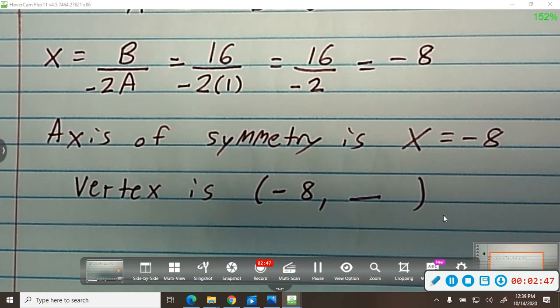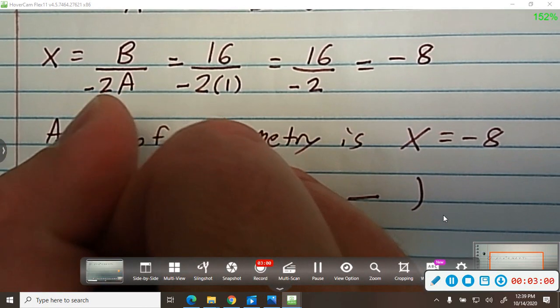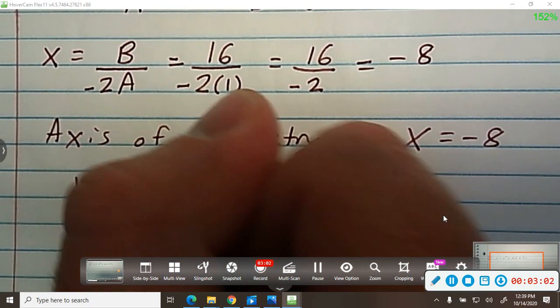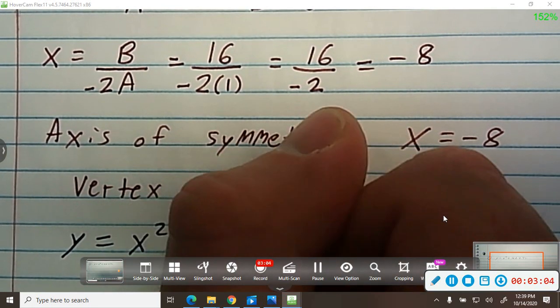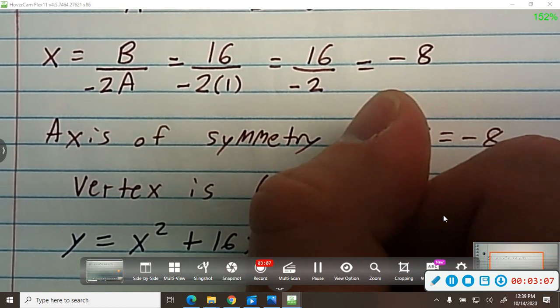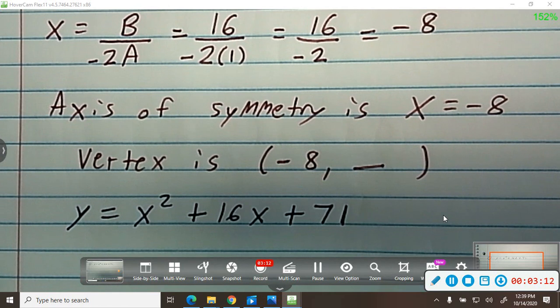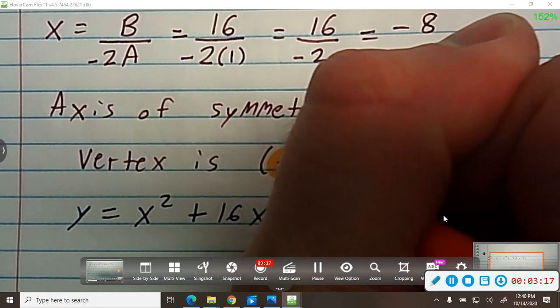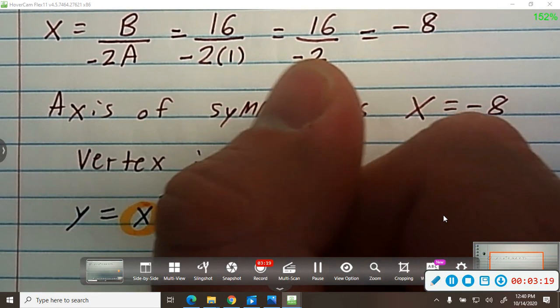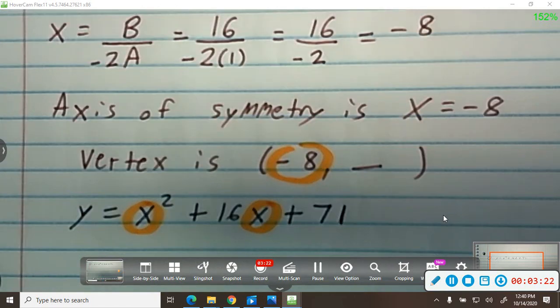Now in order to find what y value that would be for the vertex, all we have to do is plug negative 8 into the original function. So the original function was y equals x squared plus 16x plus 71. But I know that x is negative 8, so I could put negative 8 in for here and for here. And we can see what we get.